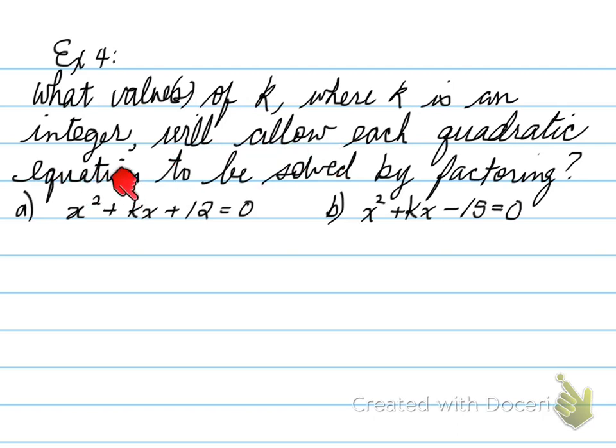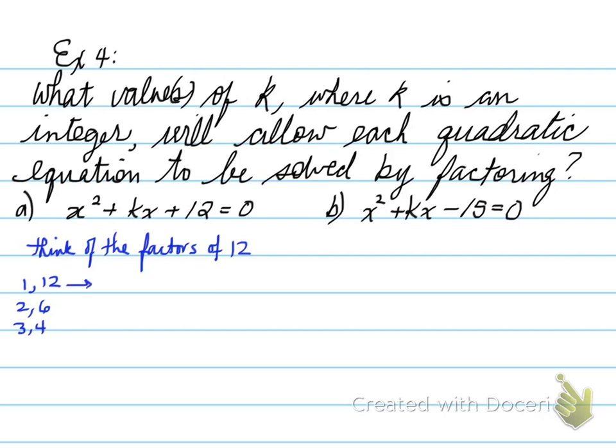That is, in this case, and in this case, the k value is our sum. Our product in part A is 12, and our sum is k. K is an integer, so it could be positive or negative. So think of the factors of 12. What are they? Well, they're 1, 12, 2, 6, 3, 4. And we know that the sum of these values means that k could be 1 plus 12, which is 13, or we could do the negative of 1 plus 12, which is negative 13.